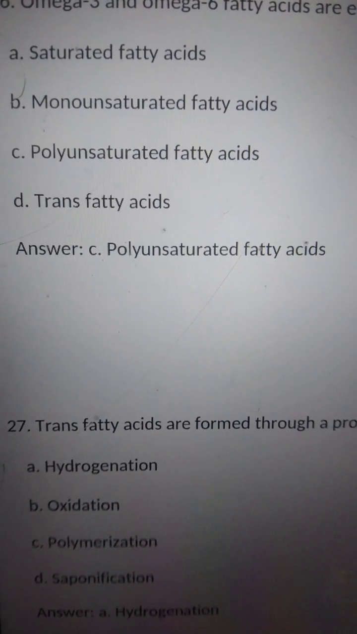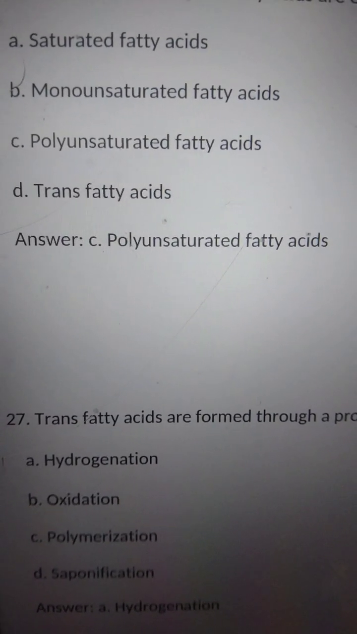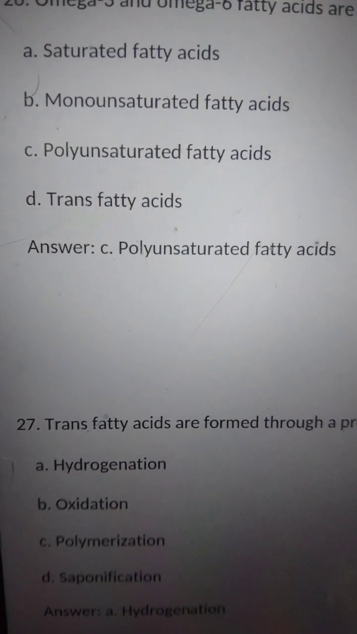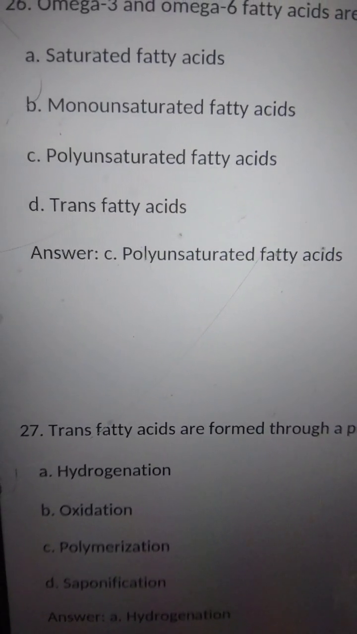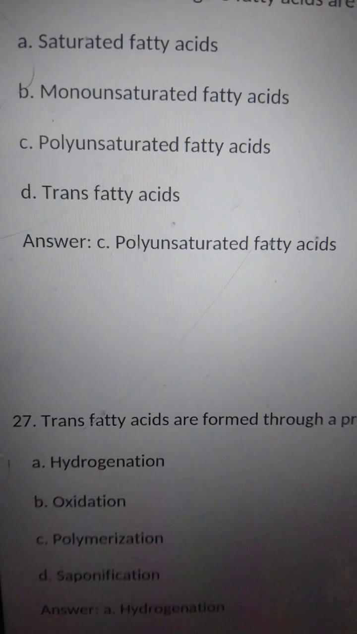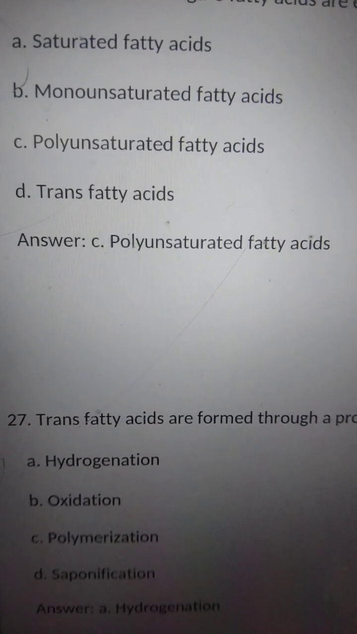fatty acids. The answer is polyunsaturated fatty acids. Trans fatty acids are formed through a process called what? They are formed by hydrogenation, oxidation, polymerization, or saponification. The answer is hydrogenation.